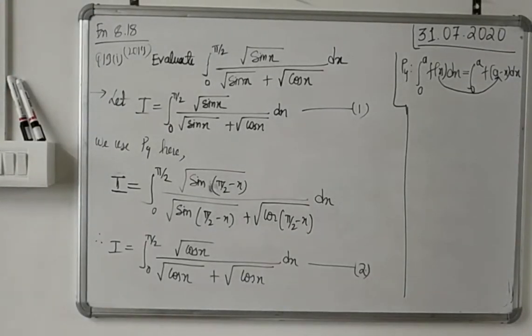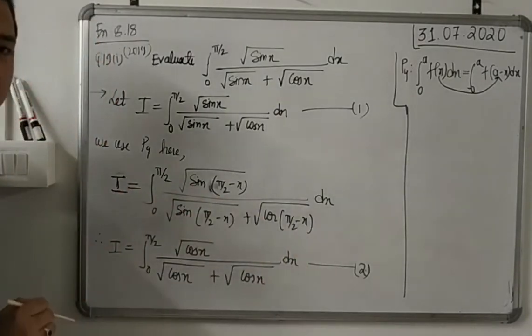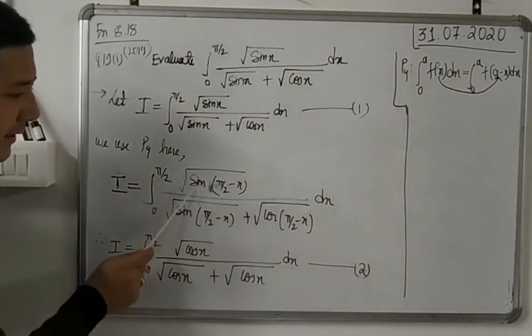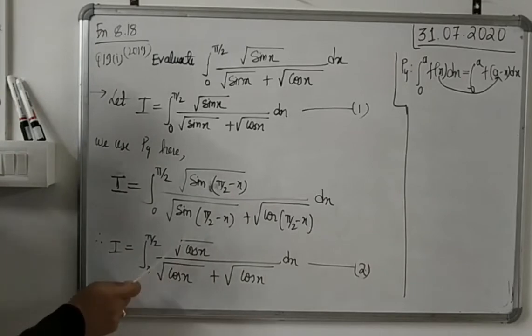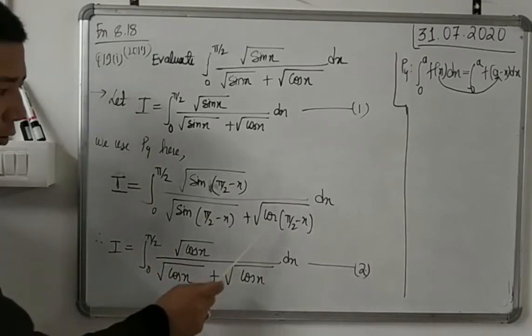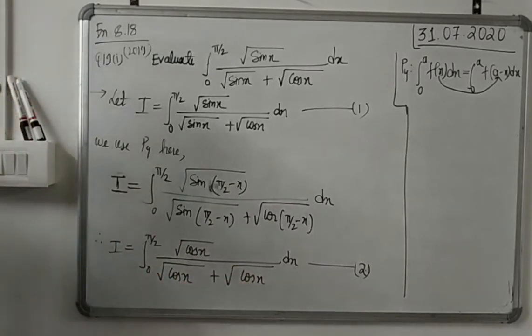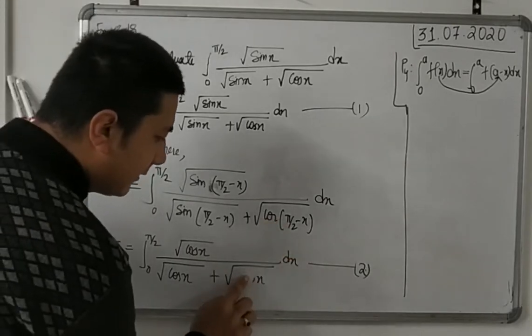Okay, I hope you are clear. Now, upper limit minus x. Now, what is the formula? Sin 90 minus x is cos x. Cos 90 minus x is sin x.